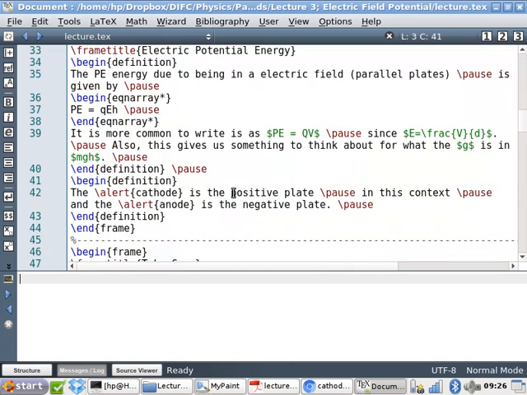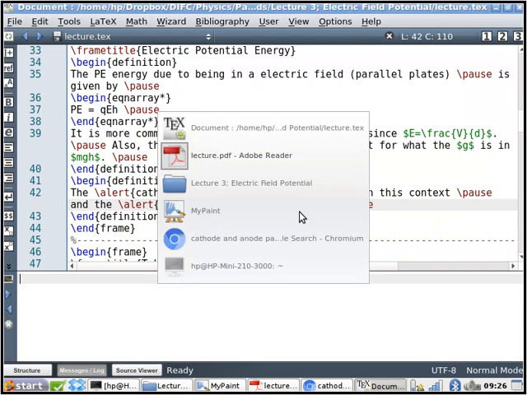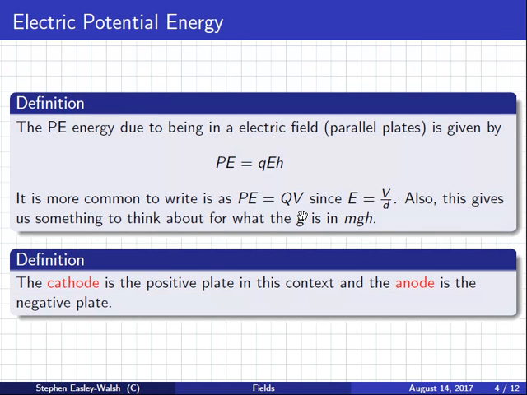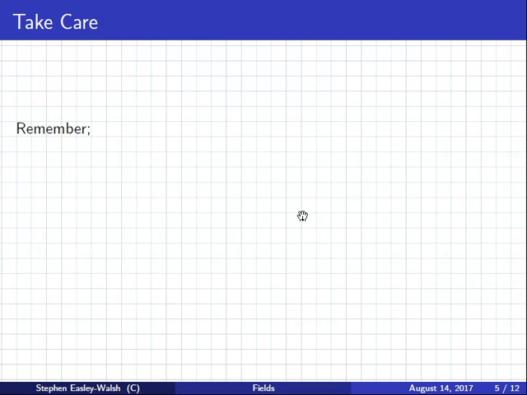There you go. The cathode is the negative plate and the anode is the positive plate. Alright, let's continue.